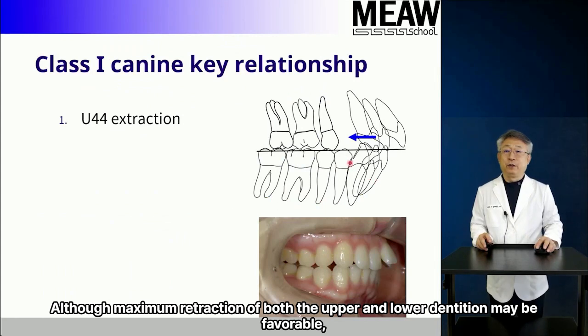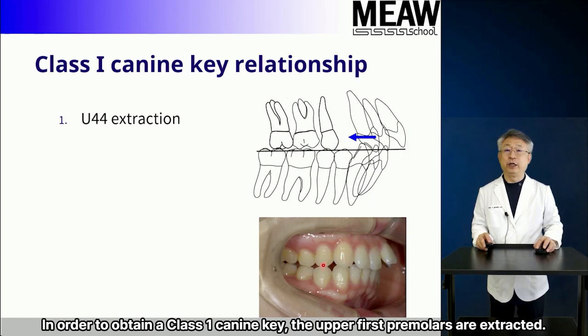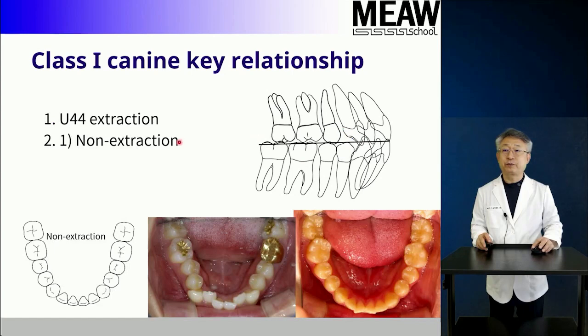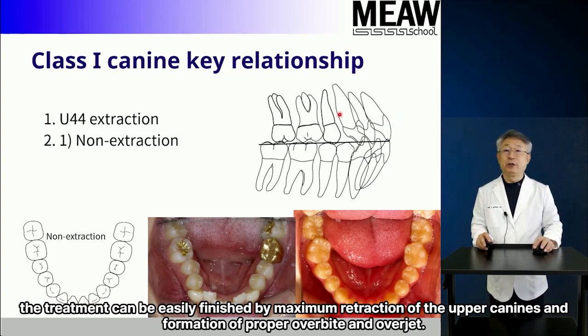Although maximum retraction of both the upper and lower dentition may be favorable, there is a clinical limitation in case of a large overjet. In order to obtain a class 1 canine cavity, the upper first premolars are extracted, with non-extraction treatment in the lower arch. The treatment can be easily finished by maximum retraction of the upper canines and formation of proper overbite and overjet.